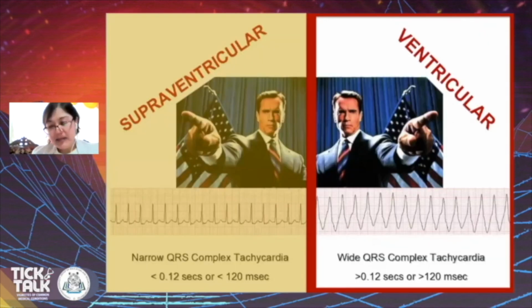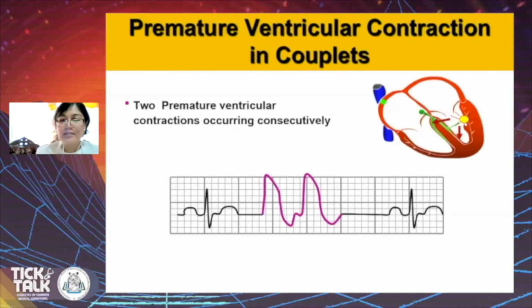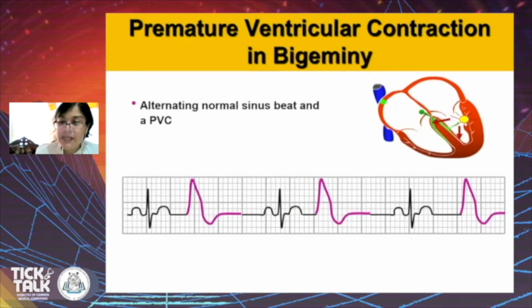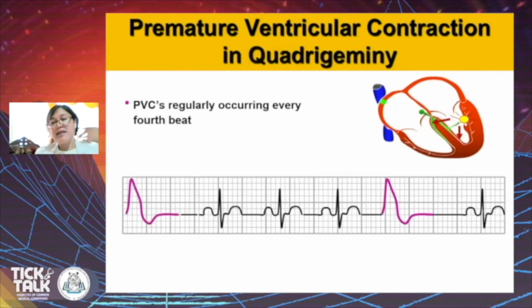Now, your ventricular or wide QRS complex tachycardia. So we've already mentioned the PVC. It's actually a benign tracing or benign finding in the ECG. Basically it shows us that one focus from the ventricle is actually firing and gets manifested in the ECG tracing. Now, if there are two ventricular contractions occurring consecutively, then this is what we call ventricular contractions in couplets. If it's every other beat, then it's in bigeminy. If it's every third beat, then it's trigeminy. Every fourth beat, and then it's PVCs in quadrigeminy.